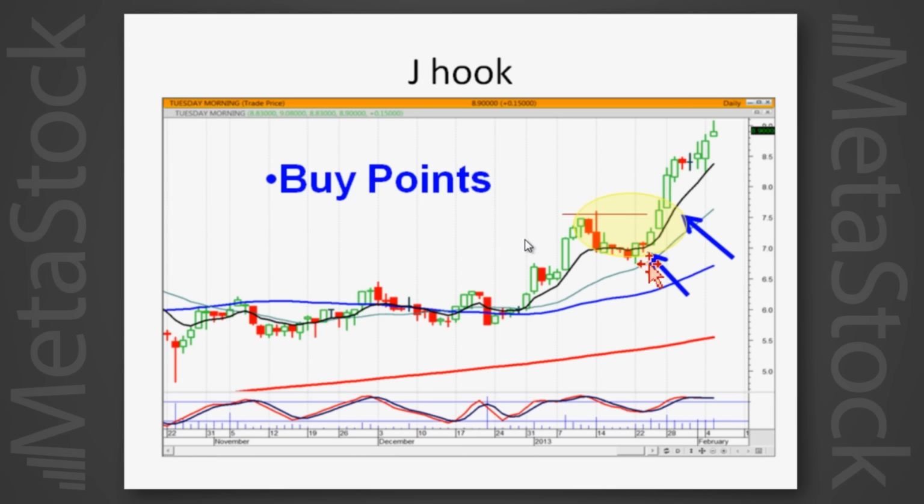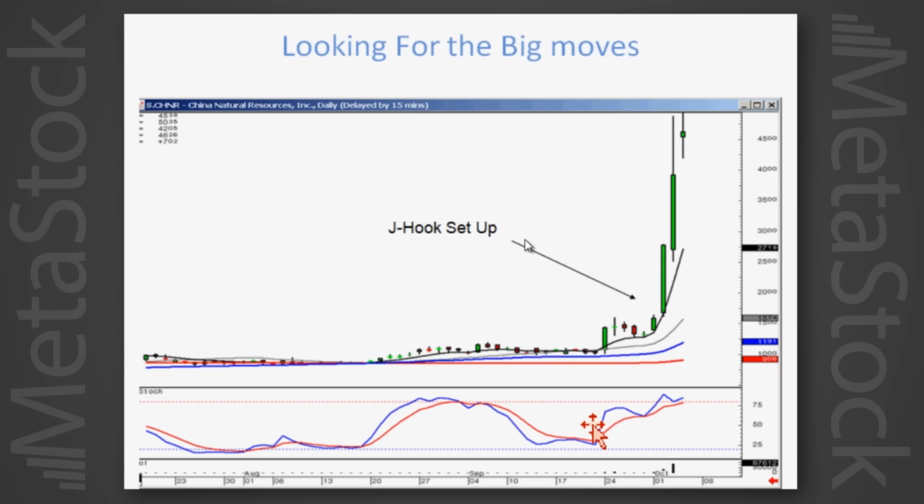There's two places to buy. You can start buying right here, knowing that once it gets up to the resistance level, if it fizzles, you get out because you have a double top. If it goes through, you got a strong price move. Or if you're more conservative, you wait for it to break out through this level, knowing that this wave and this wave will approximately be the same. This is what we're looking for, that little Jhook pattern.